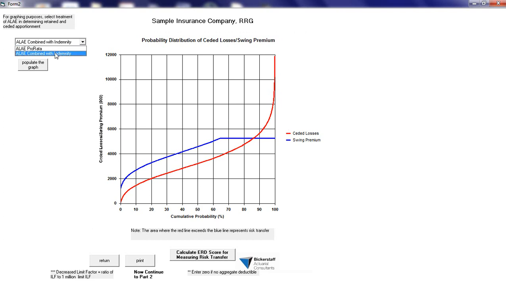Okay, I'm going to call this the end of part one because of the length of it. In part two, we're going to explore one of the common metrics used to determine risk transfer, which is called expected reinsurer deficit. We're going to take these same terms and calculate what that ERD is, and that's going to be in part two.